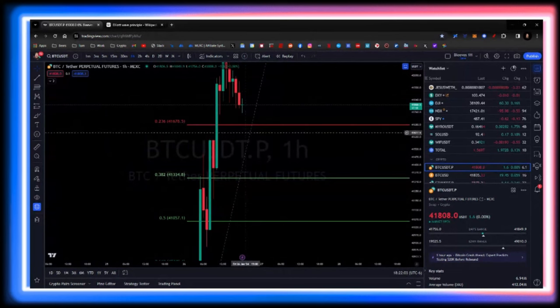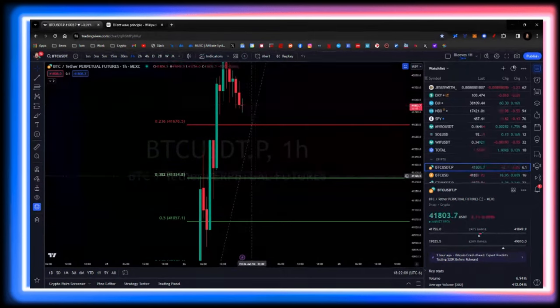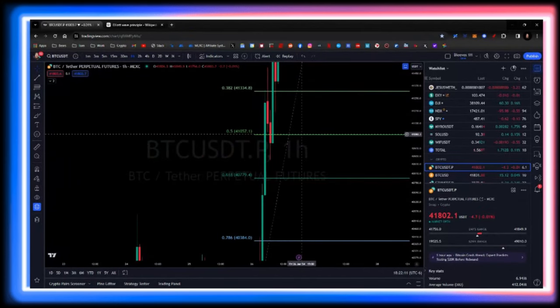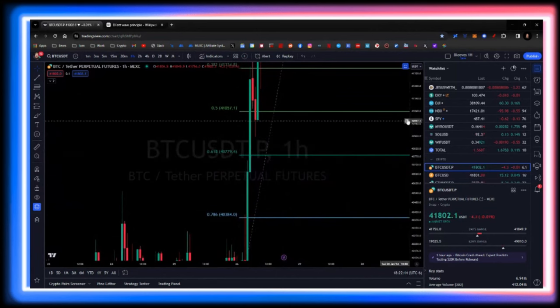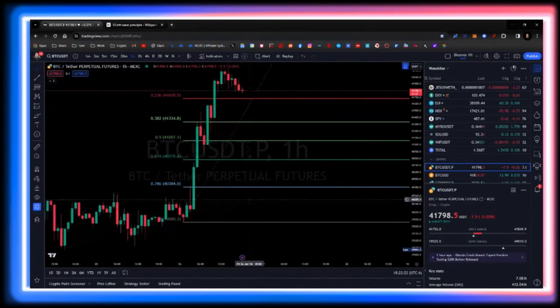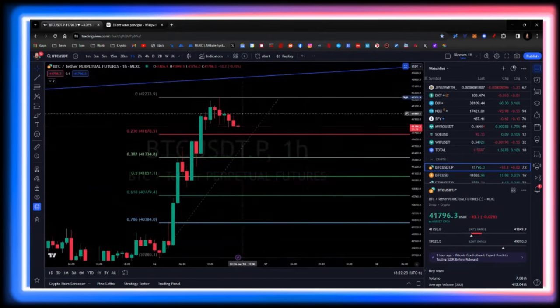I'm waiting for it to come down into this range. I know that this is a strong bounce region at 0.382. I know that it's a strong bounce region at 0.5, and 0.618. So those are the numbers that I'm looking for right now, looking for a retracement of some sort down into those levels.